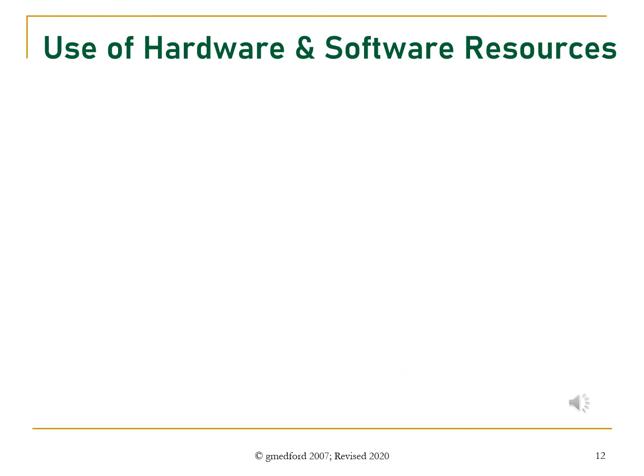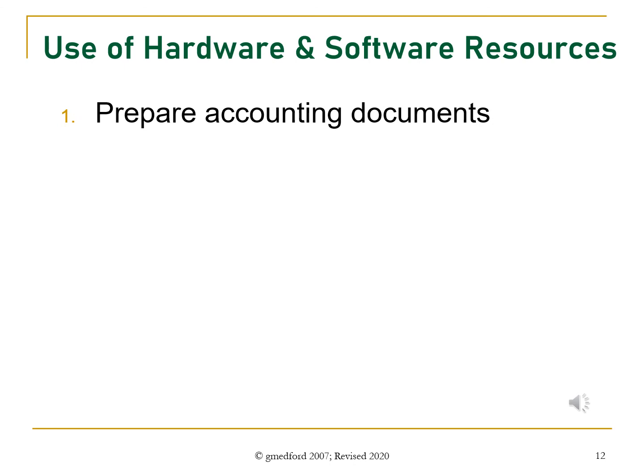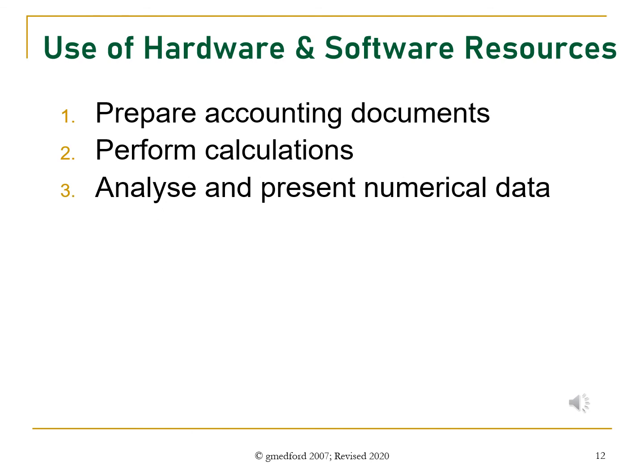Based on what we've learned so far, we can see that hardware and software resources are important to the functioning of the Accounts Office. Uses of hardware and software resources include preparation and completion of accounting documents, performing calculations such as totals, deductions, wages and salaries, etc., analyzing and presenting numerical data, electronic filing of accounting records.